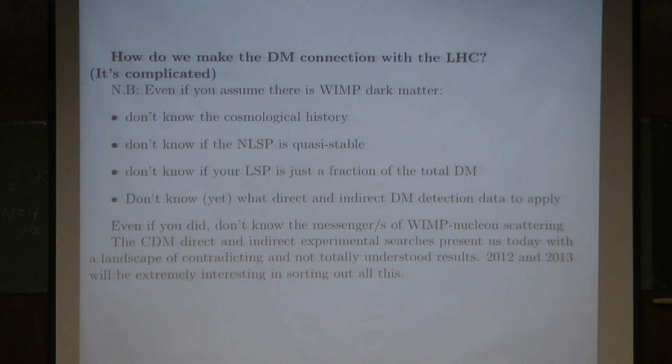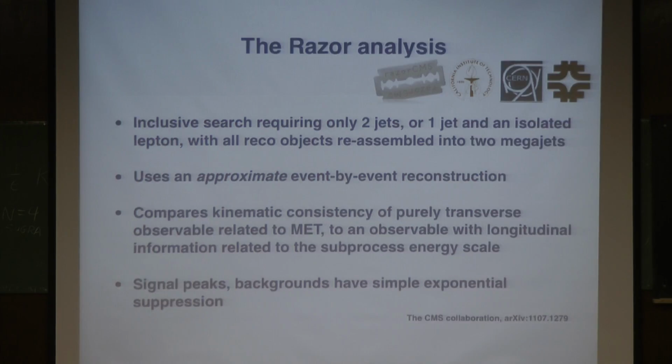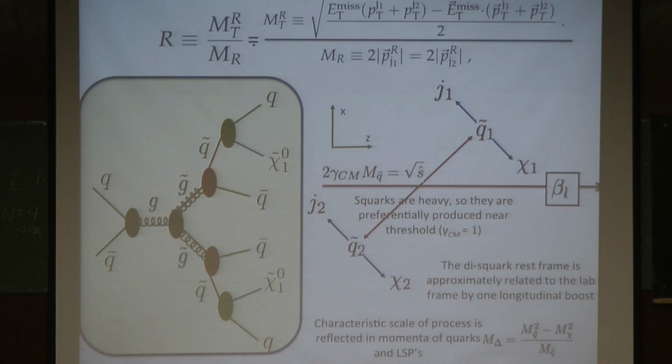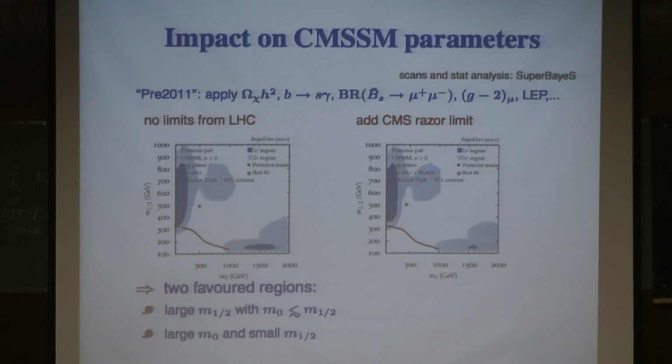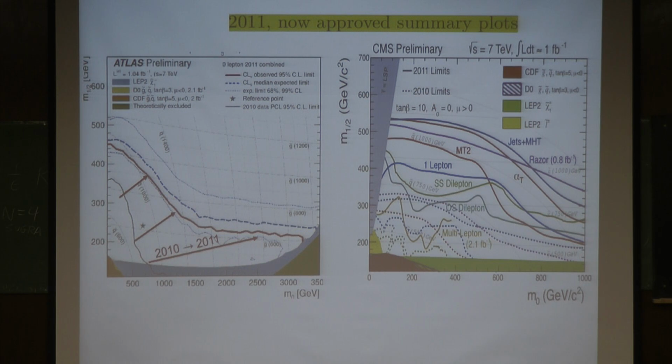So what I'm going to show you is the final result of the analysis, both from ATLAS and CMS, on where we exclude. And I want to point out this is M0 and M1/2. In some of the theoretical plots you see this reversed.